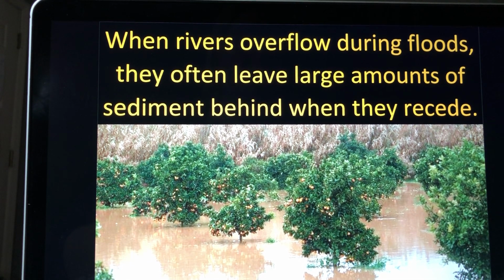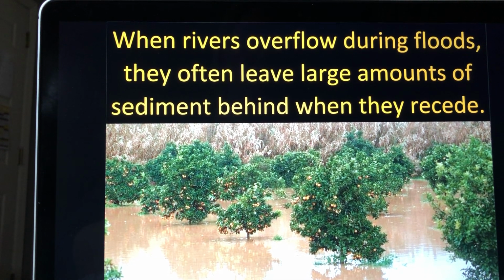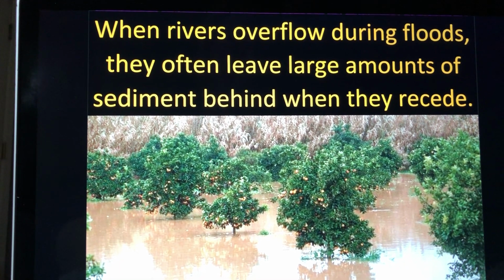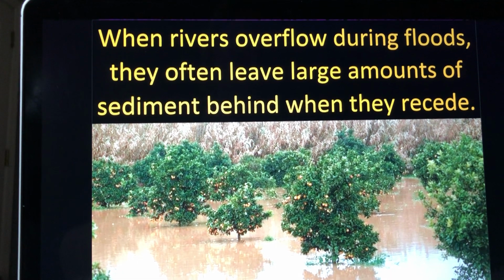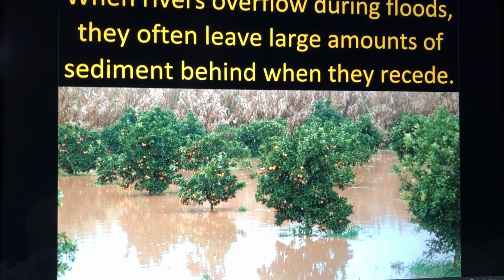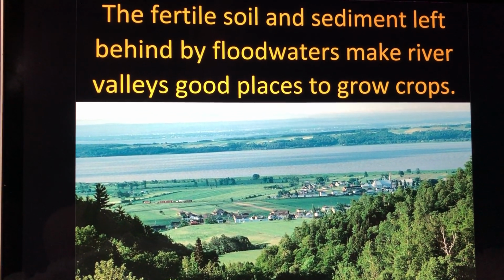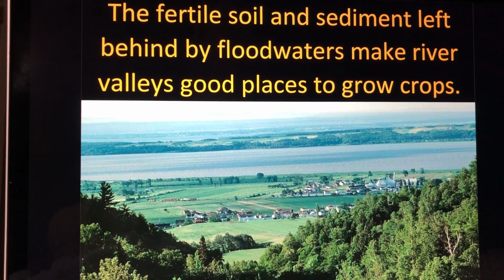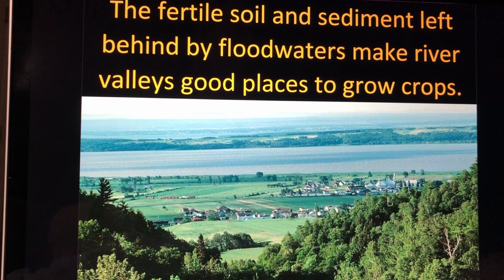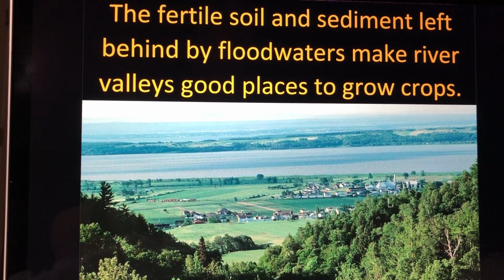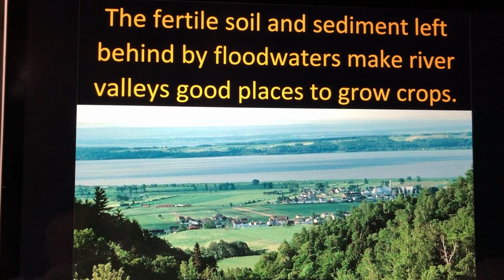When rivers overflow during floods, those look like peach trees or apple trees maybe, they often leave large amounts of sediment behind when they recede. So whatever kind of rocks or sands traveled with this water, it's going to be left behind at the bottom of those trees. Fertile soil and sediment left behind the floodwaters make river valleys good places to grow crops. That's going to be because they're moving all of those minerals and all of that good stuff that the roots and the plants love. So when the water does recede, it's a good place to grow crops.